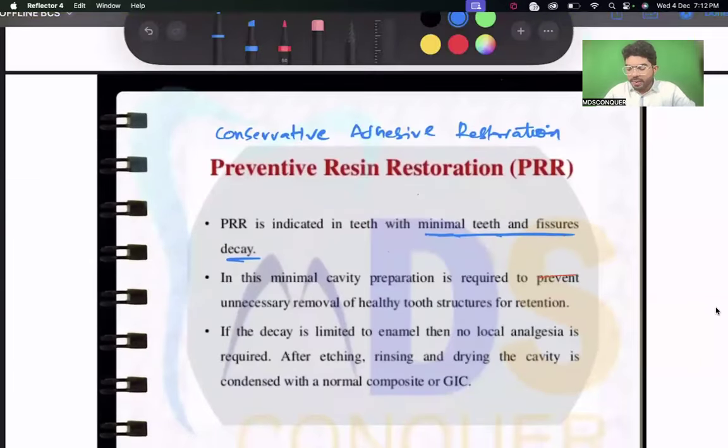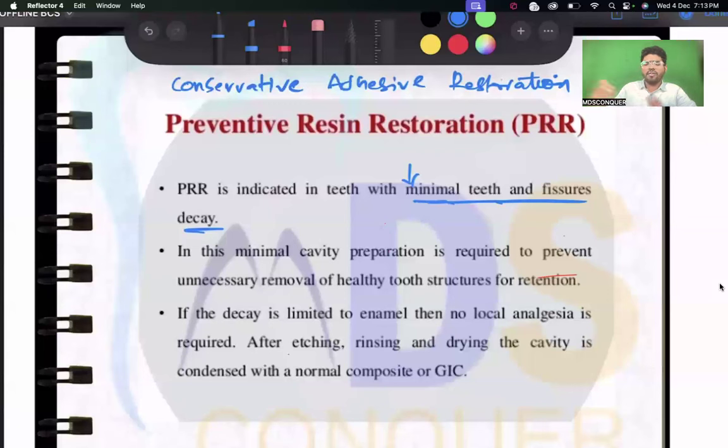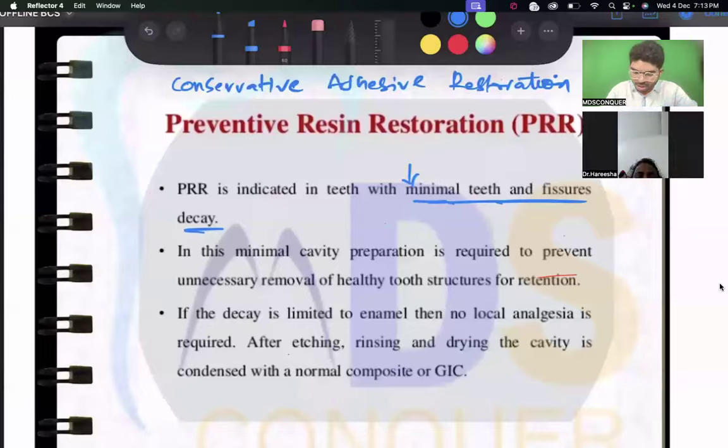Next comes preventive resin restoration, also called conservative adhesive restoration. It is indicated in teeth with minimal pit and fissure decay. So whenever you have a minimal decay, we regularly go for this preventive resin restoration. Very frequent nowadays. I don't know why they're asking, because it is of course inclined to both operative, pedo, as well as community preventive dentistry part.